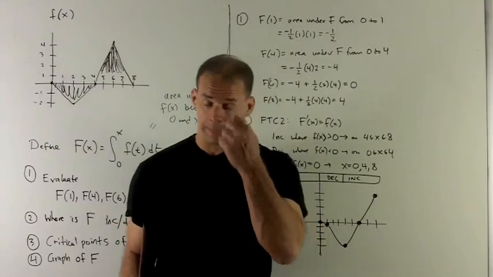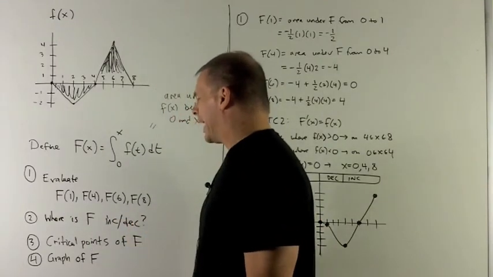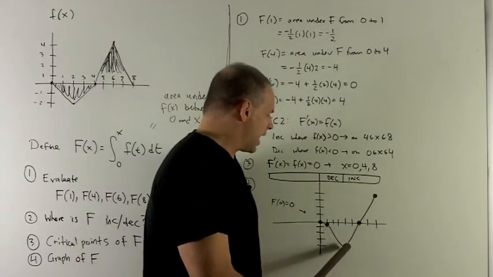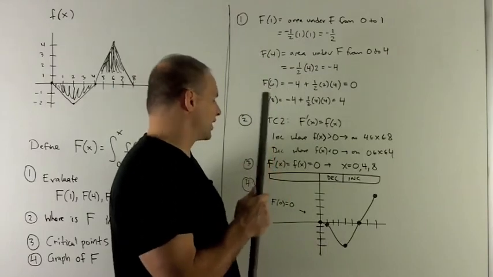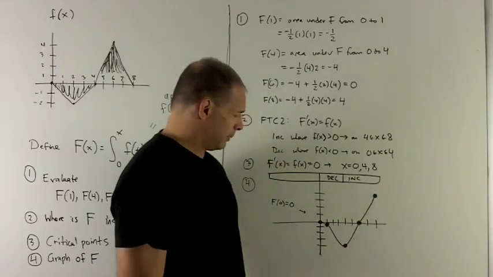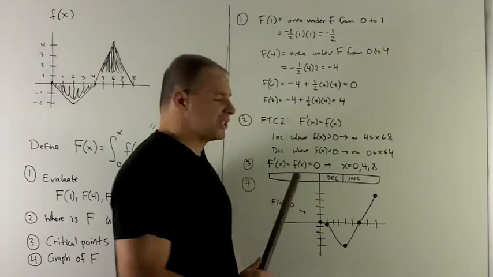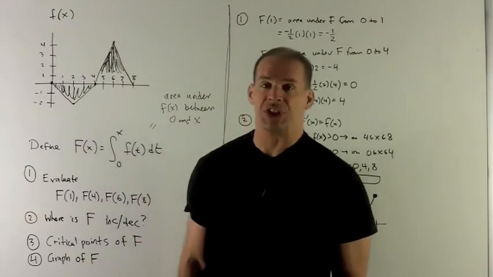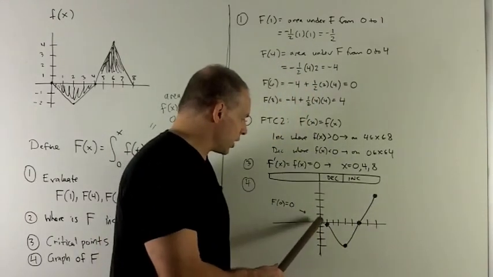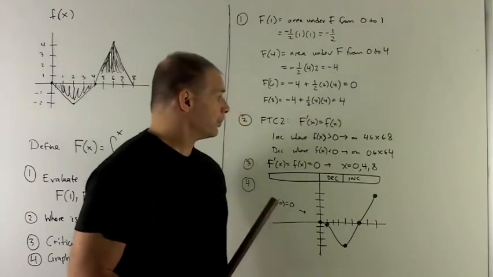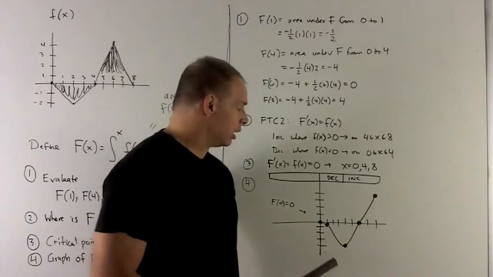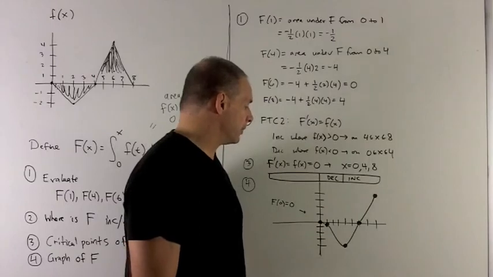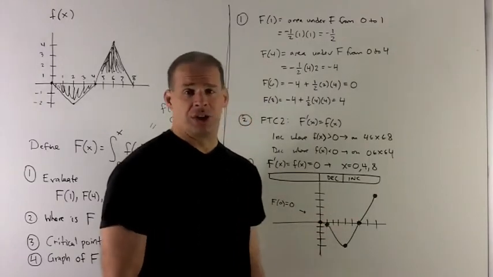Okay, let's sketch the graph. So, let's see what we have. For part 1, I can plot some points, and that's what the big fat dots are. If I take the points from 1, 4, 6, and 8, that gives me these last four plotted points. And just remember, F of 0, which is defined as the integral from 0 to 0 of anything, gives me 0. So we have F of 0 is also 0. Next, I just worked out what decreasing and increasing were. So we know we decrease out to 4 and then start increasing as we go out to 8. I connect the dots, and that's good enough for a picture.